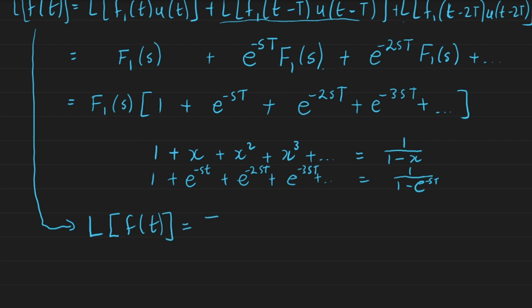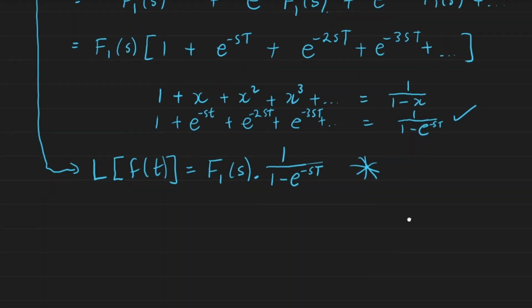periodic function, f of t, is equal to f1s multiplied by that, which is 1 over 1 minus e to the minus st. So that is it. This is our main result. That is our main finding. This is the Laplace transform of a periodic function. And this is the derivation associated with that.